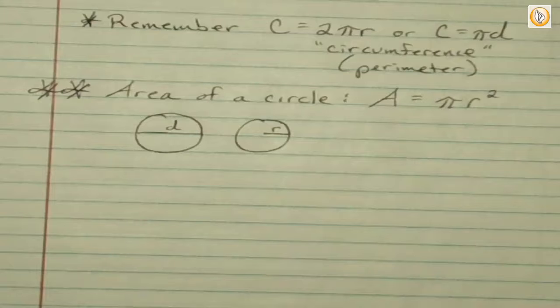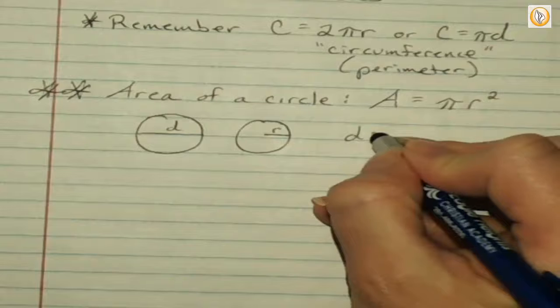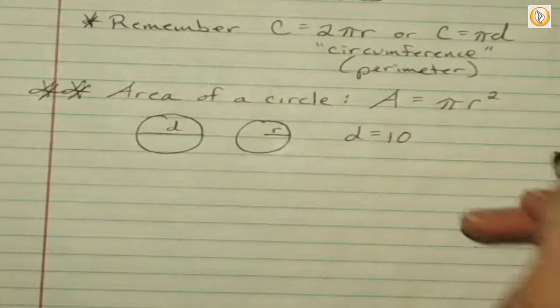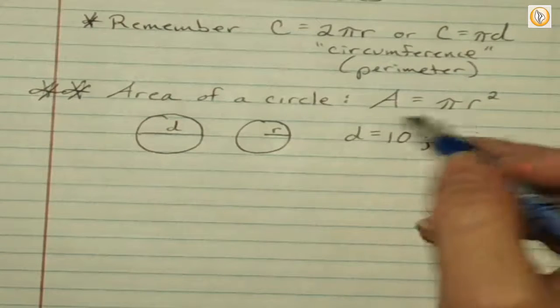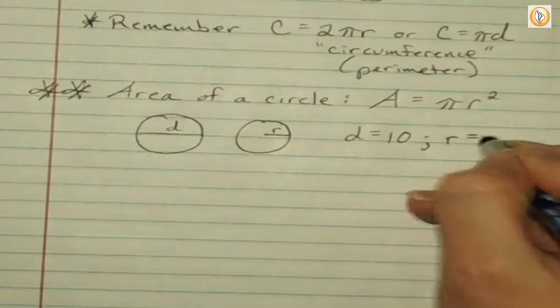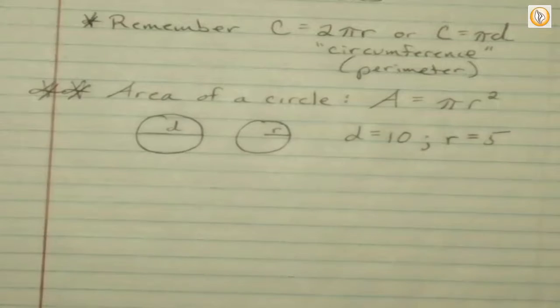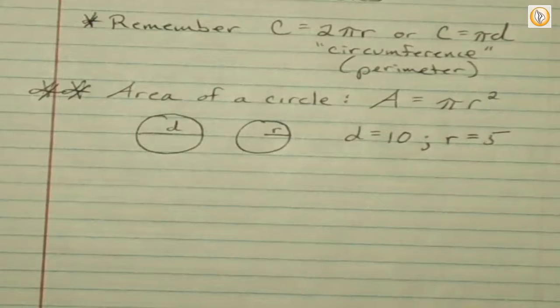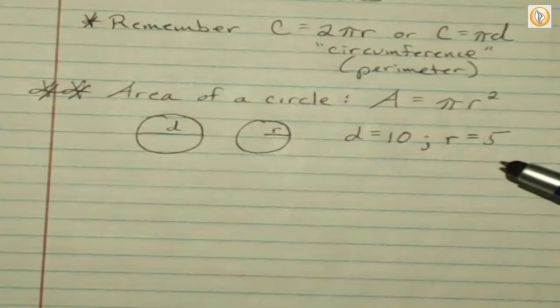So if they give you a diameter of, let's say, 10, and they need you to find the area, what then is the radius that we can put there? 5, because it's half of the diameter. So there's going to be times that they give you the diameter, you've just got to figure out the radius. And it's just half of that.